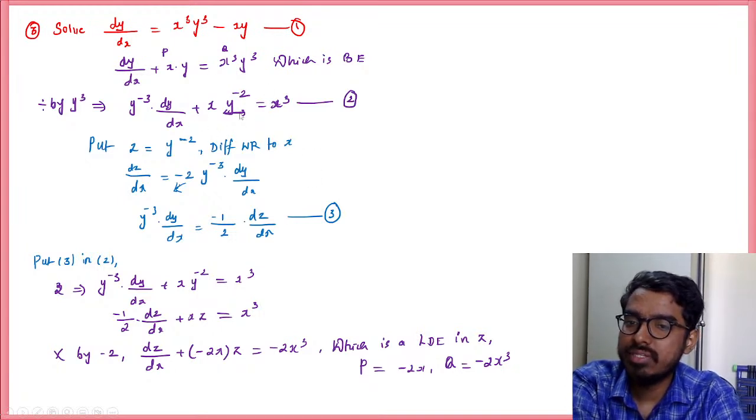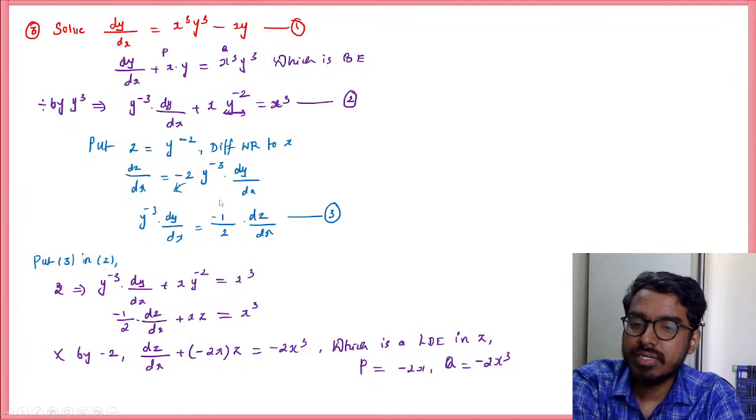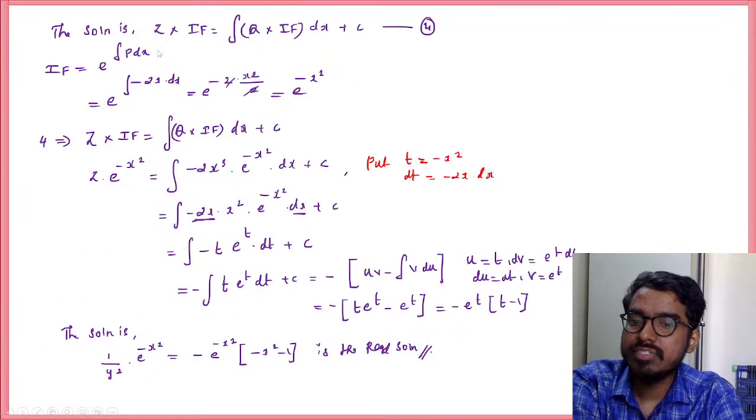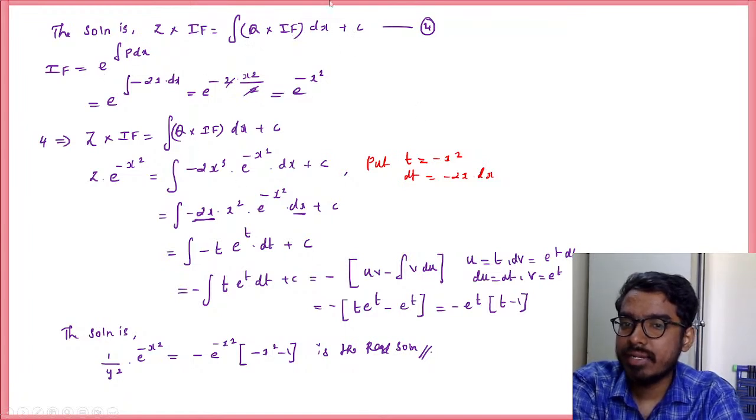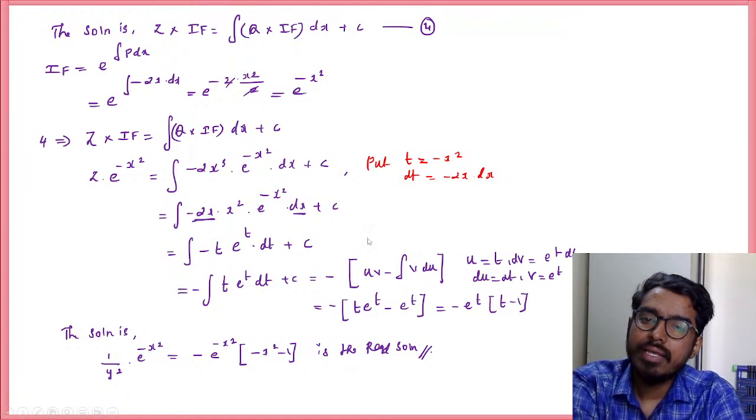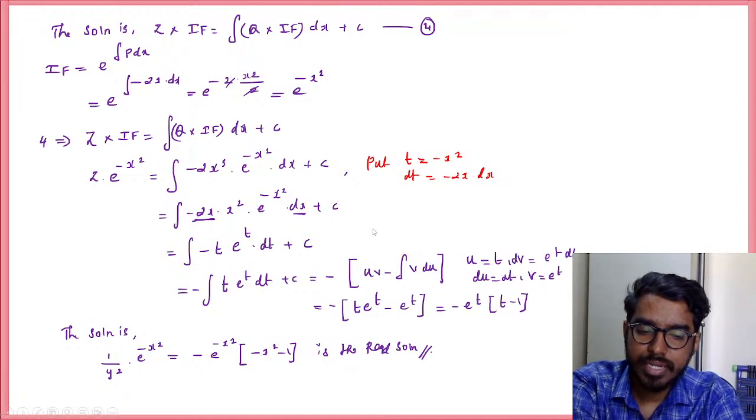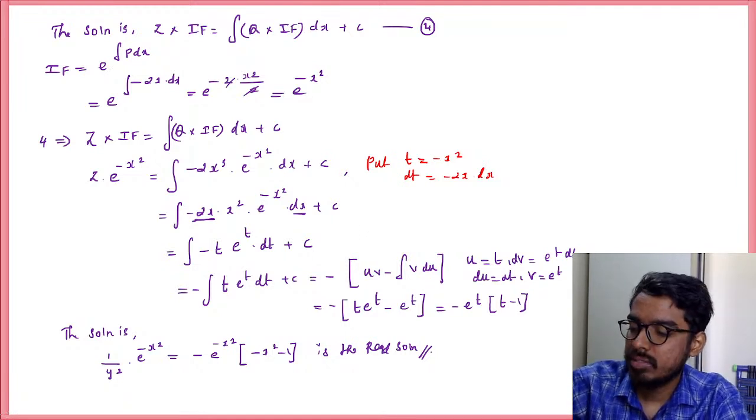Put z is equal to this term, differentiate with respect to x. So you will have the value of this term. Substitute back here. You will get a linear differential equation in z. Solution is z into integrating factor is equal to integration of q into integrating factor dx plus c. So find the integrating factor, substitute back here, and get the required solution. Very simple problems all of them.